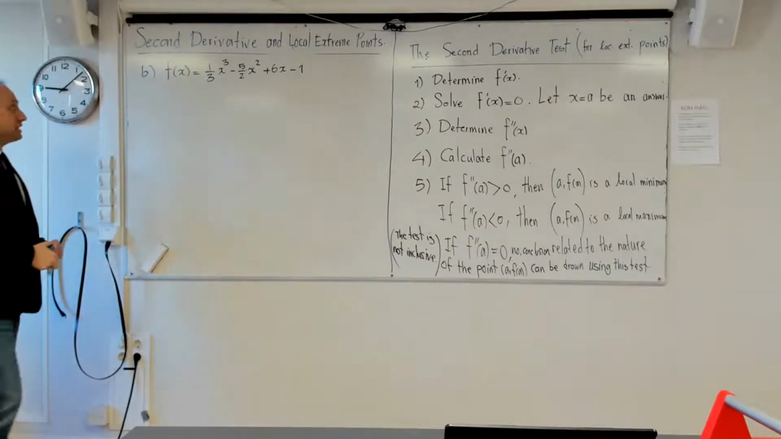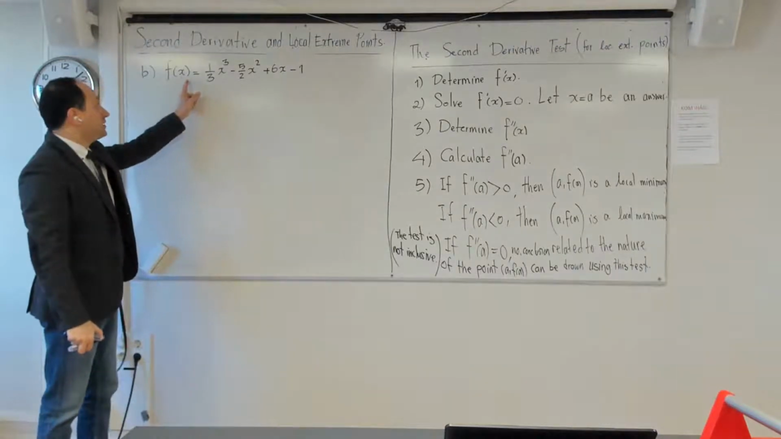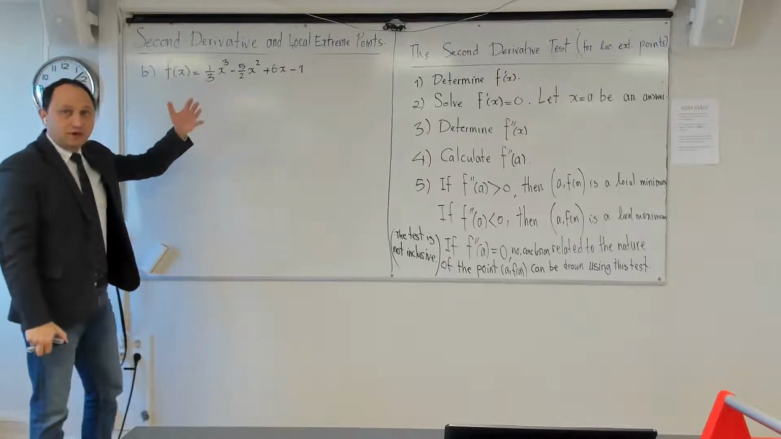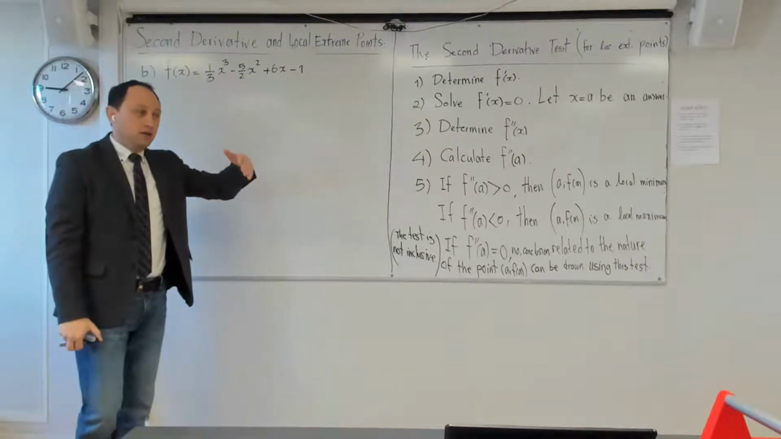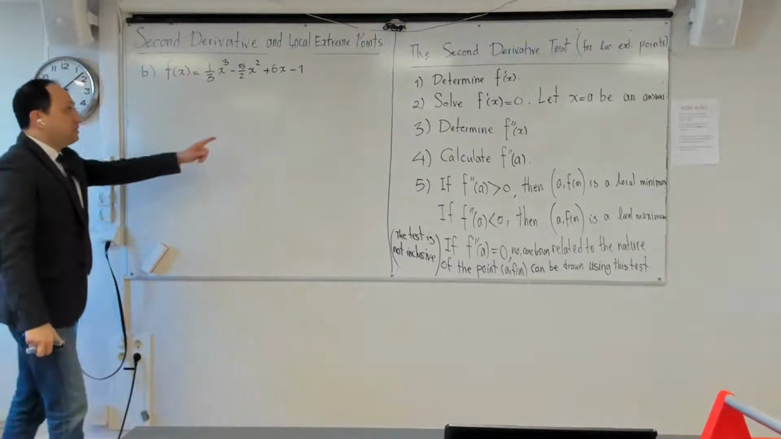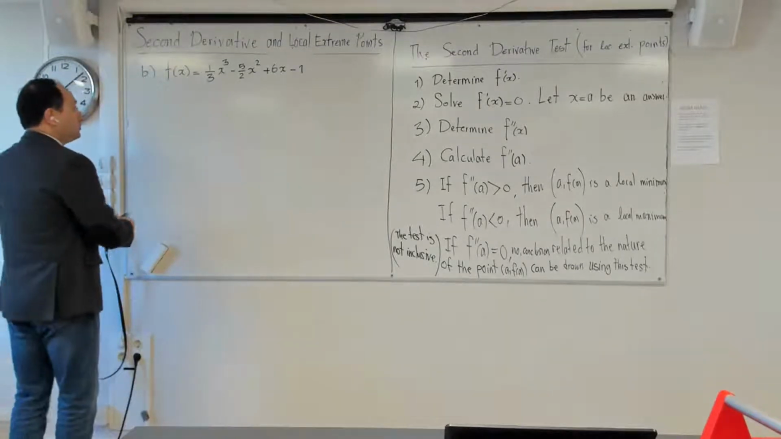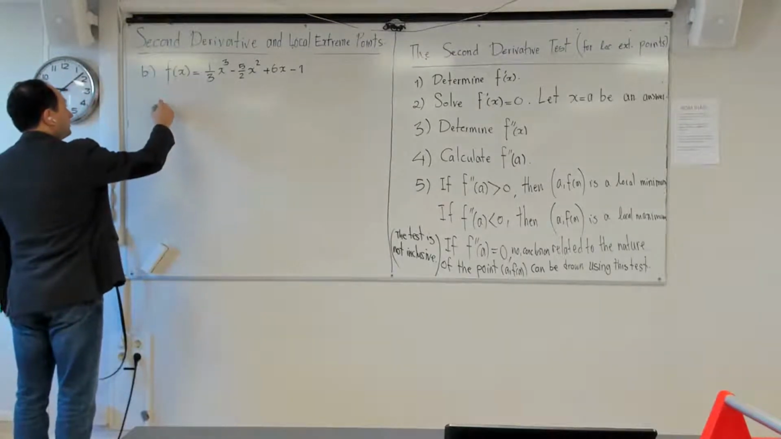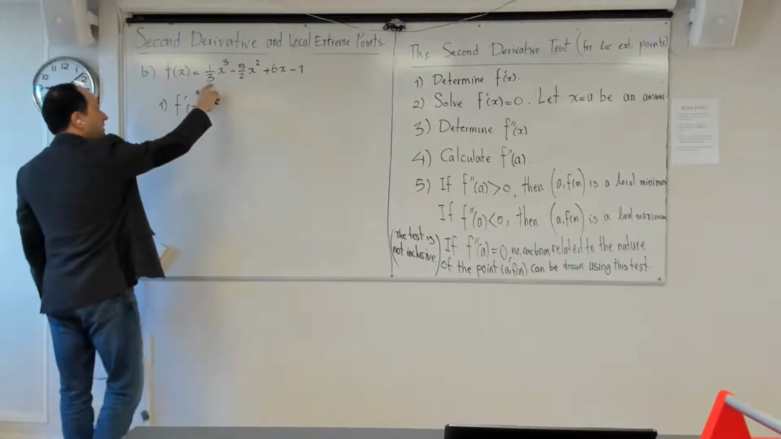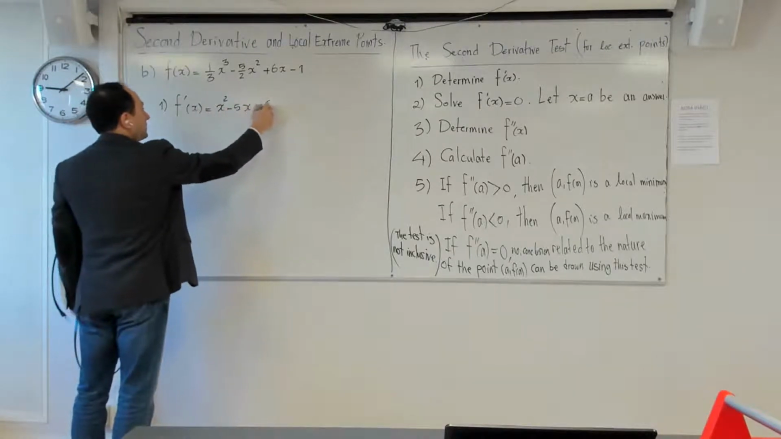I want to use the second derivative test, if applicable, to find the local extreme points of this function and classify them. Classify them means which one is maximum, which one is minimum. Okay, let me use the algorithm here. The first thing that I will do is to take the derivative. So this is the same actually as before. So this becomes x squared, this becomes minus 5x, and then it becomes 6.